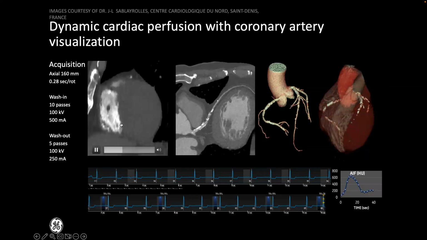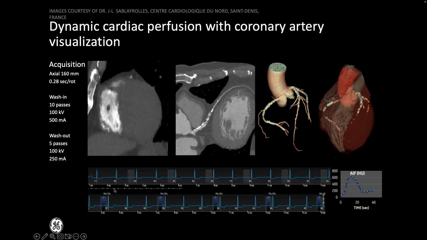However, if you image over time, and I'll show you one in a minute, you watch the contrast go to the right ventricle, then the left ventricle, then the myocardium, and you measure how the myocardium gets brighter, then you can get an estimate of the flow. These are the Hounsfield units, they're going up to 600. So these are the Hounsfield units in probably the left ventricle.